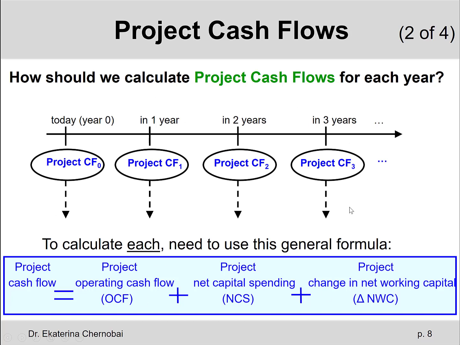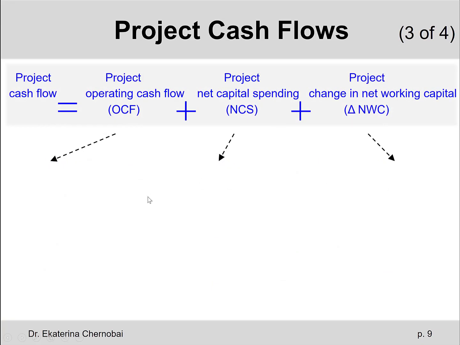So essentially, what this all means is that one year at a time, we calculate the operating cash flow, the net capital spending, the change in net working capital. Then, once we get these 3 numbers, we add them together, and that's the project cash flow for that specific year. And then we repeat the whole thing for each year of the project. Before we start looking at how we calculate the operating cash flow, the net capital spending, the change in net working capital, let's look at the general idea behind each.